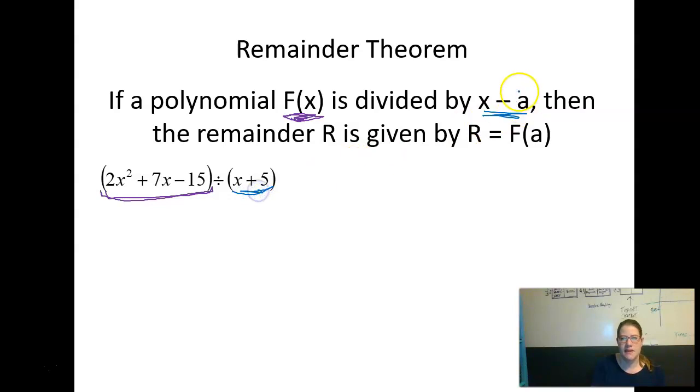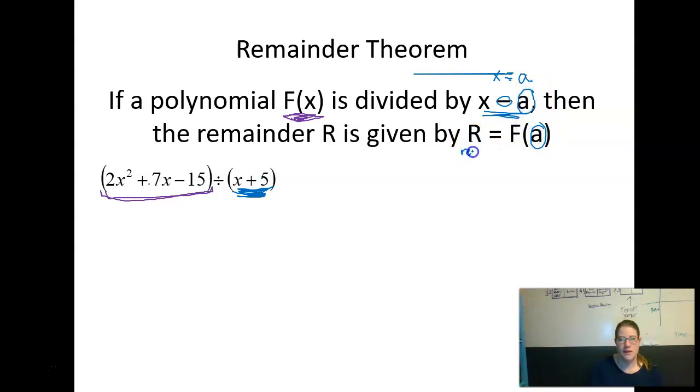Now this says x minus a just because usually we find the zero, which would be for negative a would be positive a, right? So if this is a negative, our actual a is going to be positive. And if it's positive in here, our actual a is going to be negative. But it's just referring to this x plus 5. So if I divide this by this, then the remainder r is given by r equals f of a. So notice this a and this a match.